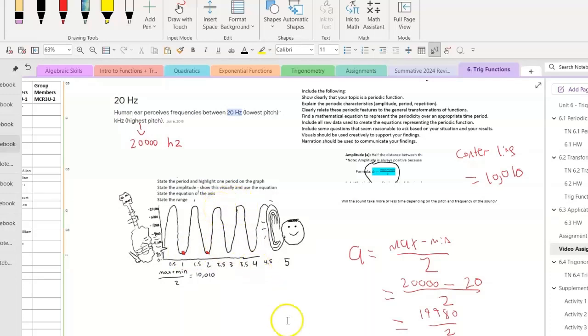And as you can see, we calculated the amplitude, which is the max minus min divided by 2, which after calculations equals 9,990. And to prove it, we found the center line, which is about 10,010. So if you go up 10,010 units, you will reach 20,000. And if you go down 9,990 units, you will reach 20. So these are some characteristics to prove it is a periodic function.